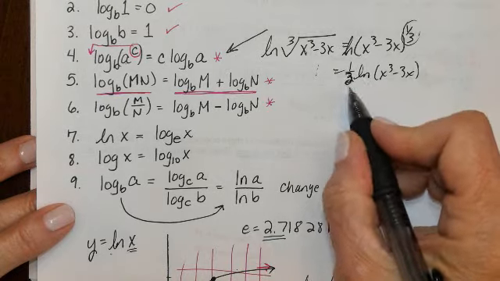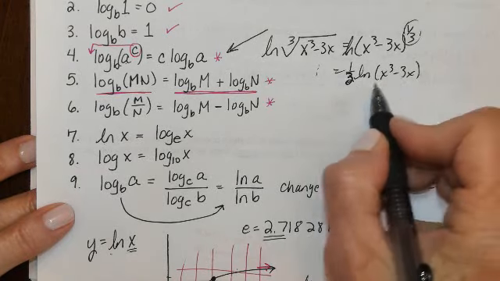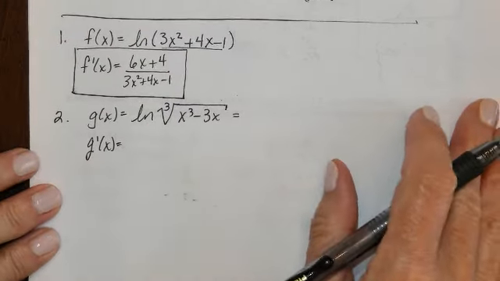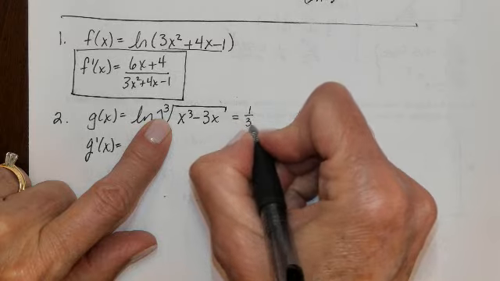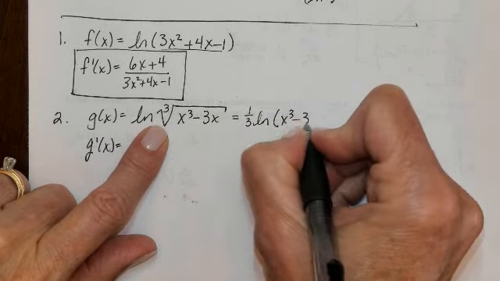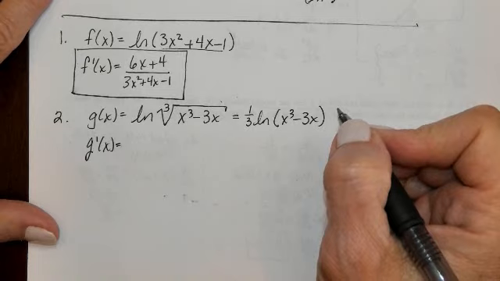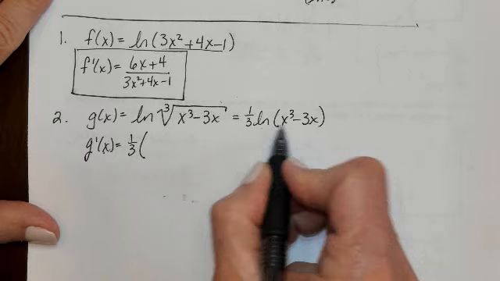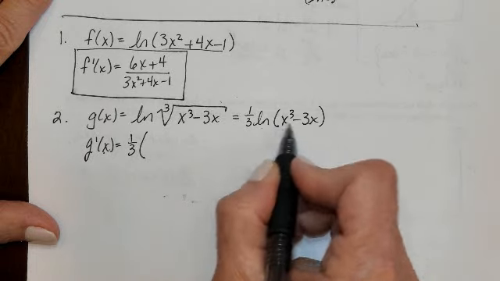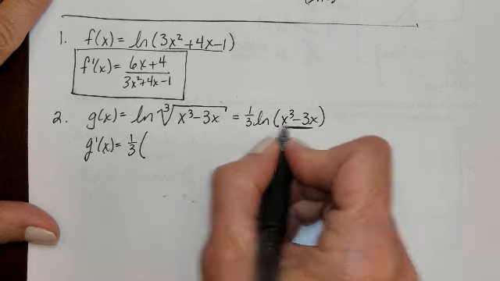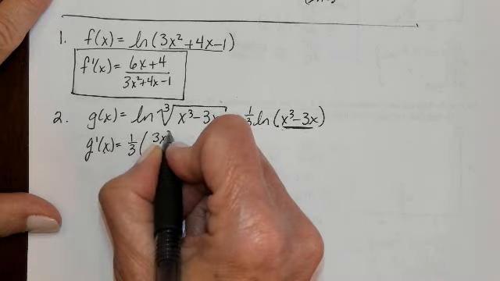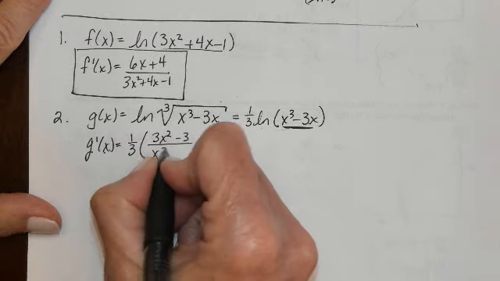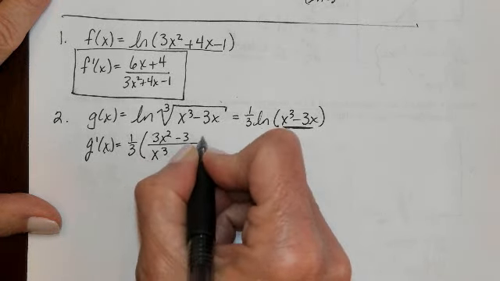And then we just have 1/3 times the derivative of that natural log, and we don't need to use a chain rule on that. So simplify first. So this will be 1/3 ln of x cubed minus 3x. Okay? So the derivative will be 1/3 times the derivative of ln of x cubed minus 3x. So the derivative, that's your u prime, also like the chain rule, over x cubed minus 3x.